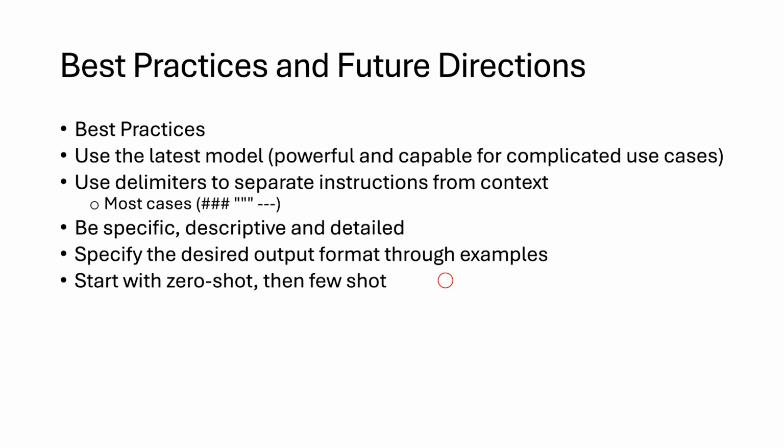The next one is to start with zero-shot, then few-shot. For examples, you can start with zero-shot and then train with a few contextual examples and get your response back. Next, limit fluffy and imprecise descriptions. This comes under being specific as well. You have to limit those fluffy descriptions which will confuse the model.